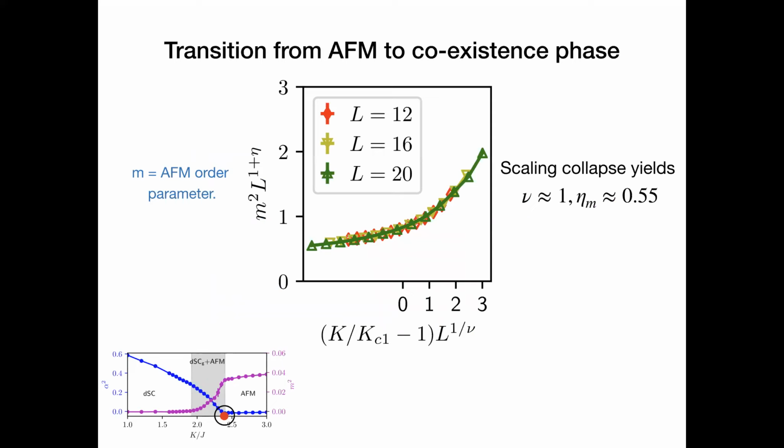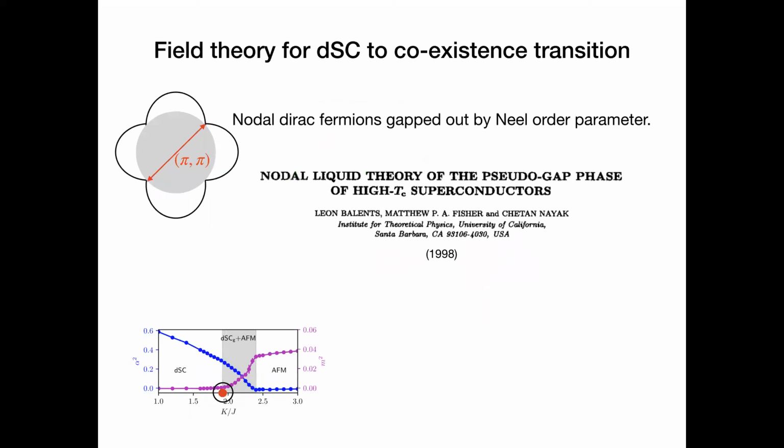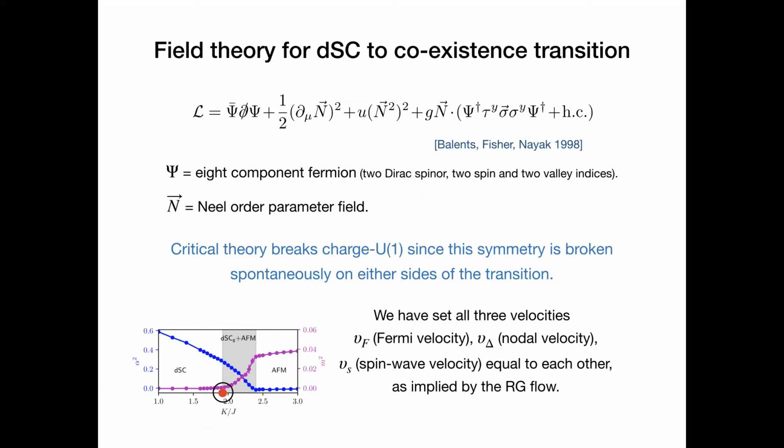Let's try to think in terms of, as condensed matter physicists, we like some continuum description of things. So this transition was studied long ago. Not for this model, but phenomenologically it was studied for a different reason, and things just carry over pretty much. This is work by Leon, Matthew and Chetan long ago. So how to think about this?